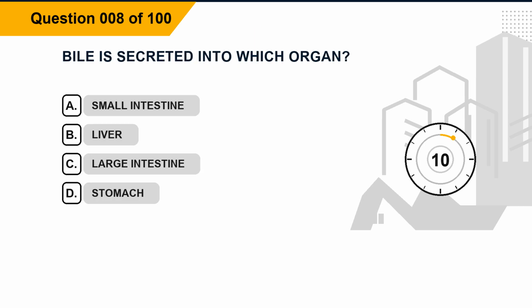Question 8. Bile is secreted into which organ? Option A. Small intestine. Option B. Liver. Option C. Large intestine. Option D. Stomach. The correct answer is option A.